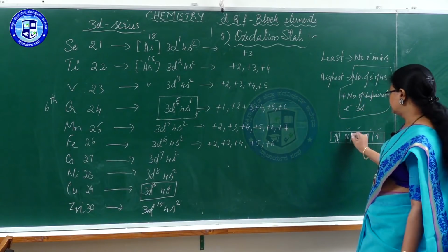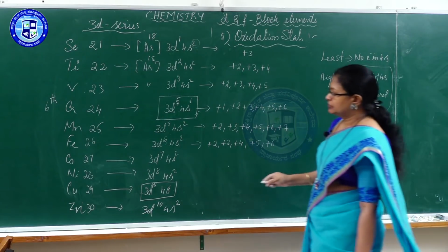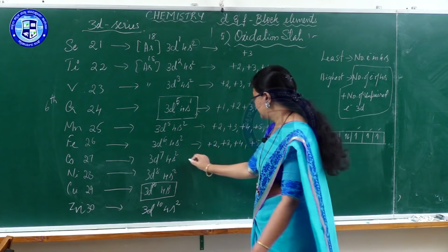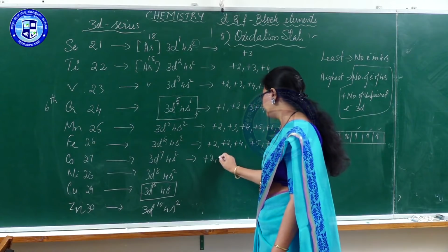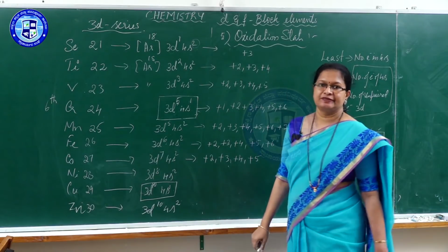In d7, how many unpaired electrons? d7 means that is the 7th electron. How many unpaired remain now? 3 unpaired electrons. So 3 + 2 makes 5. Hence here +2, +3, +4 and +5.